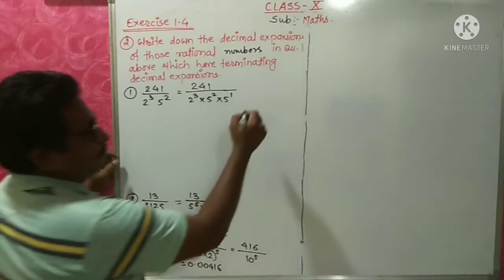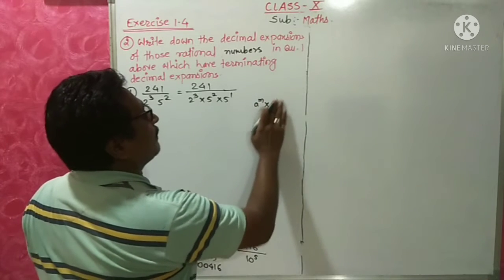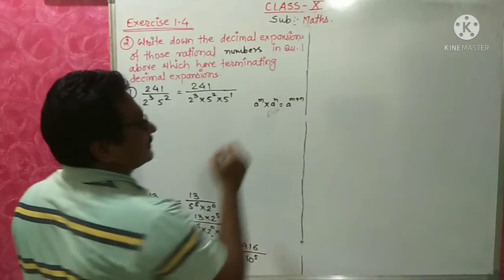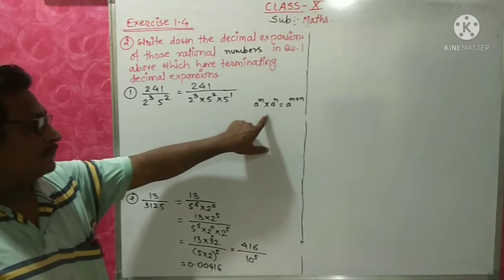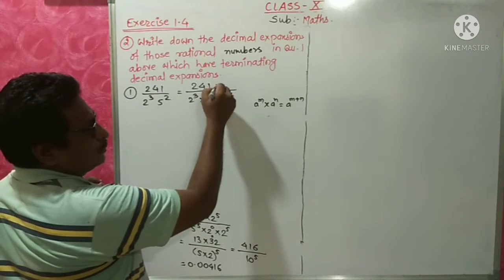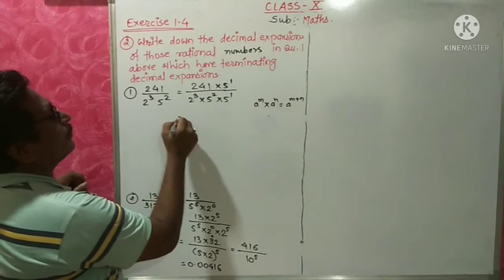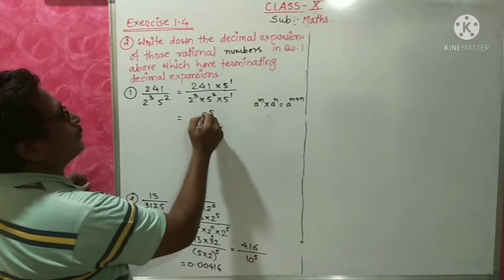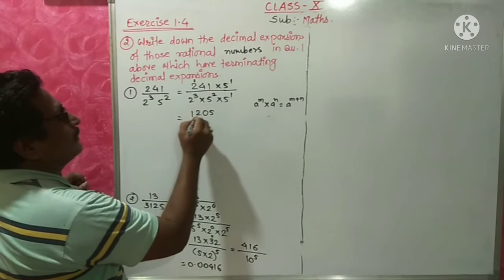Means now according to this law, a raised to the power m into a raised to the power n is a raised to the power m plus n. 2 plus 1, 3. Got it? So which number did we add here? 5 raised to the power 1. So here also we have to multiply by 5 raised to the power 1. Now what will we get? 5 1s are 5. 5 4s are 20, plus 2. 5 2s are 10 plus 2, 12.